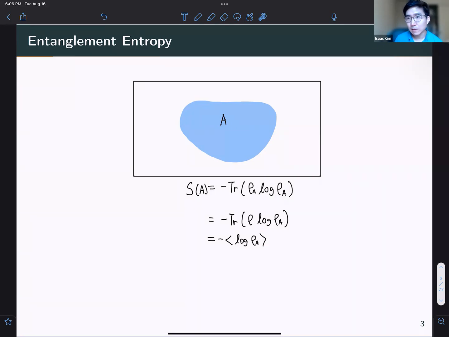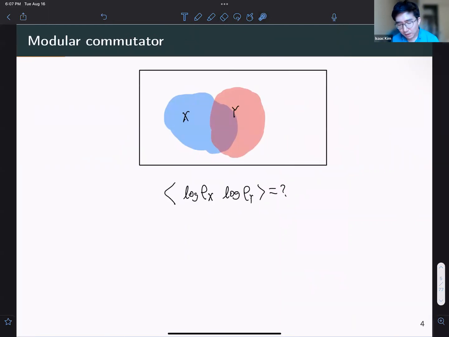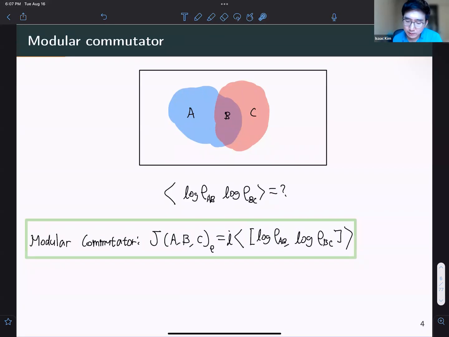Of course, you can define other objects. You can consider linear combinations, but that will be just a linear combination of entanglement entropies. You can consider some higher order terms. For example, you can have two subsystems, let's say X here and Y here. And instead of computing expectation values of log rho X and log rho Y, I can calculate the second order correlation functions. And you might ask, what are you going to get? Maybe this is a very naive question, but at least this is one way to arrive at the definition of the modular commutator. Okay, so the actual definition of the modular commutator is slightly different.